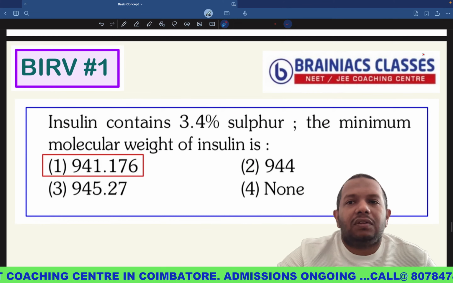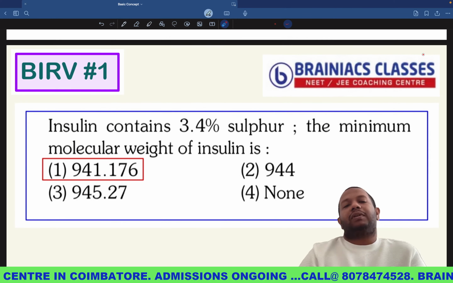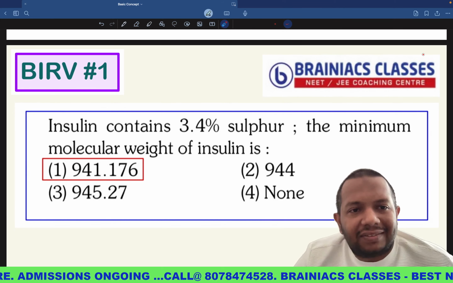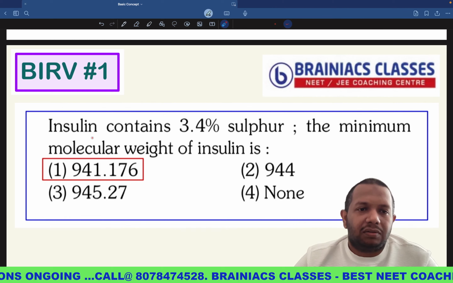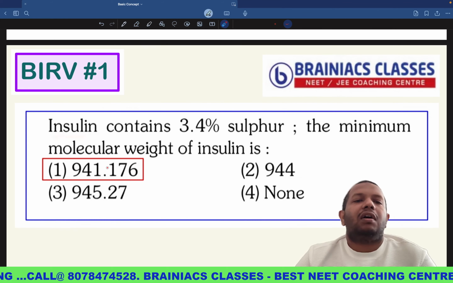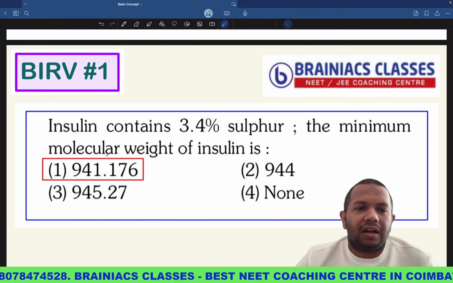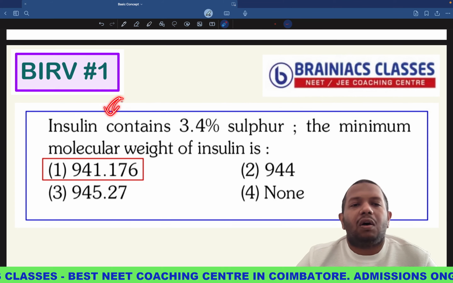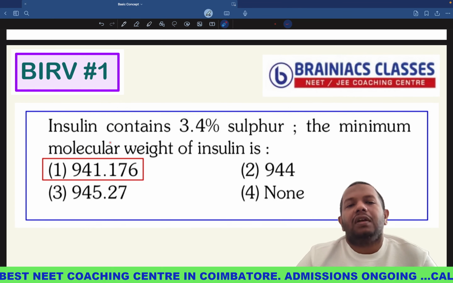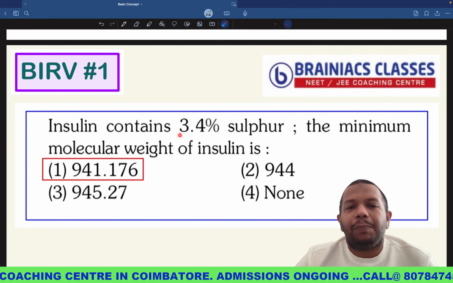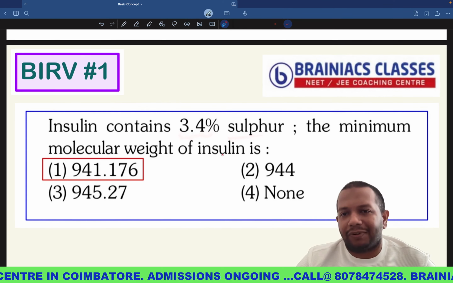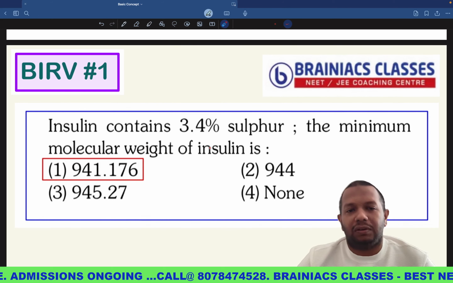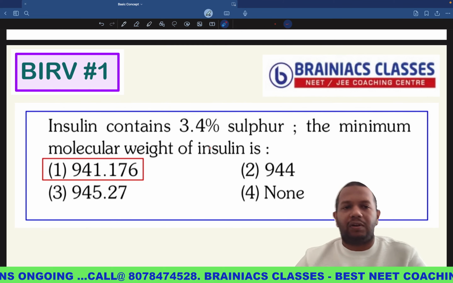Okay. So next we have another important question in front of you. The question says, we know insulin is a hormone produced by the pancreas. It's required for sugar metabolism. Insulin contains 3.54% sulfur. Then they are asking, what is the minimum molecular weight of insulin?